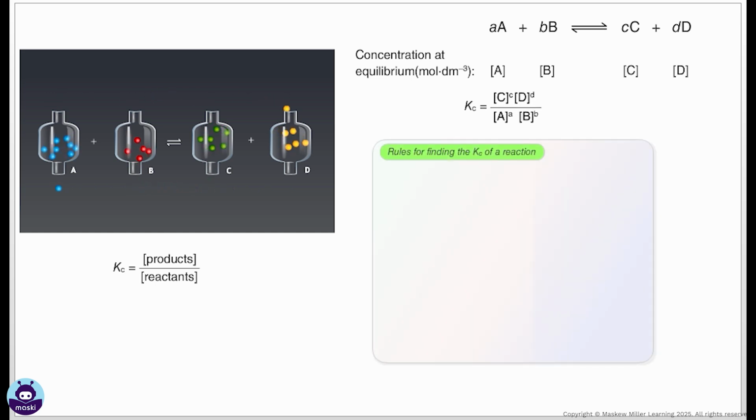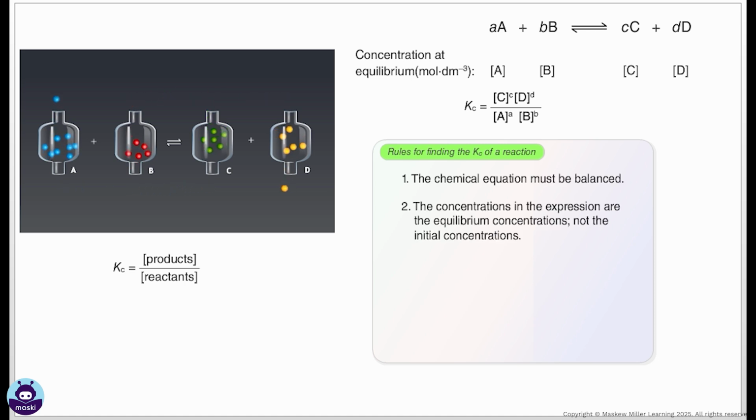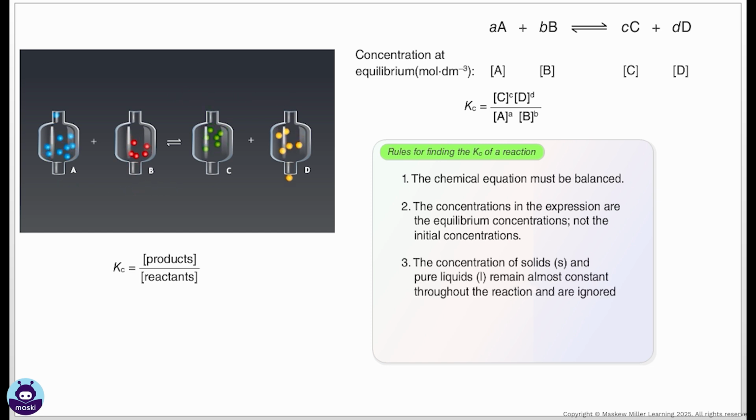There are some rules to follow for finding the value of Kc. The chemical equation must be balanced. The concentrations in the expression are the equilibrium concentrations, not the initial concentrations. The concentration of solids and pure liquids remain almost constant throughout the reaction and are ignored. Only the concentration of gases and aqueous ions are used in the expression.